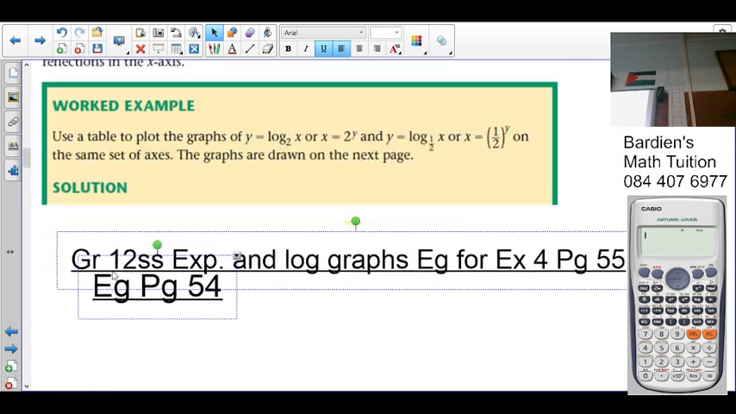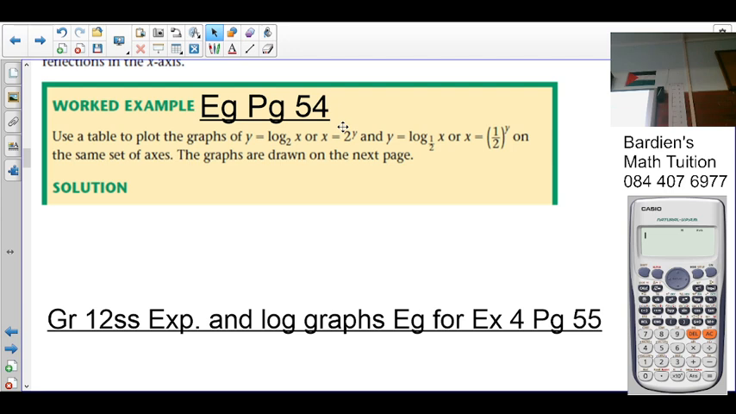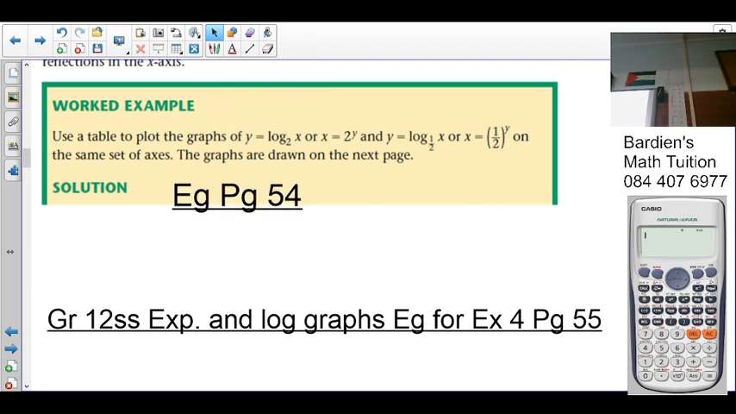So that basically brings us to the worked example, and the worked example is on page 54. Okay, it says use a table to plot the graph of y is equal to log x base 2, or x is equal to 2 to the y, and log x base 2, or x is equal to a half to the y, on the same set of axes. The graphs are drawn on the next page. Okay, so we're going to draw the graph for you.